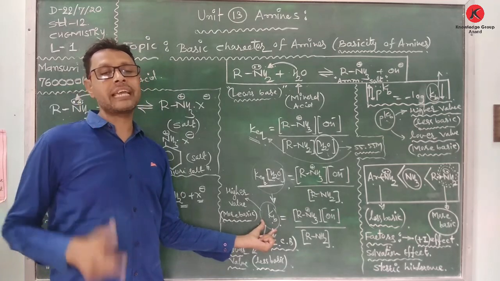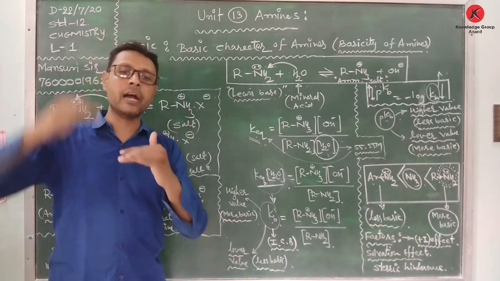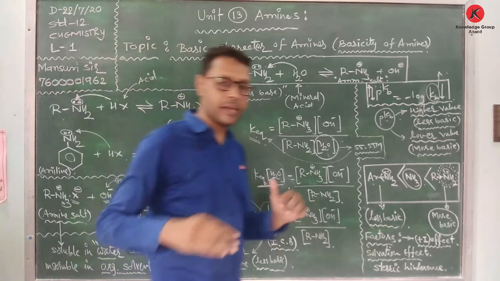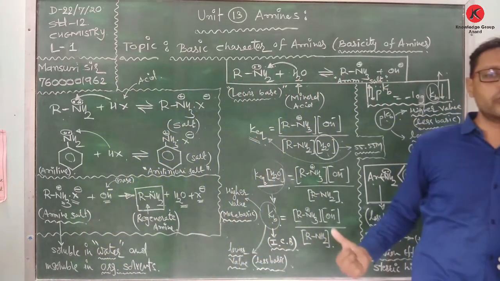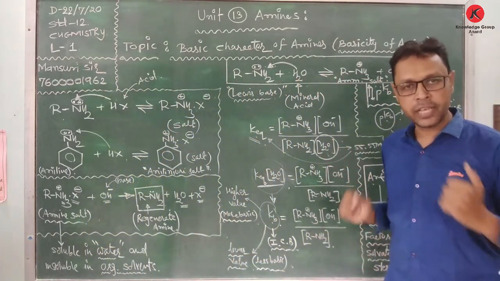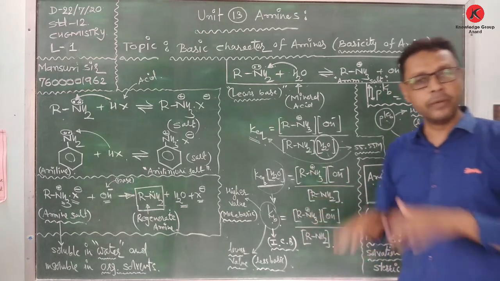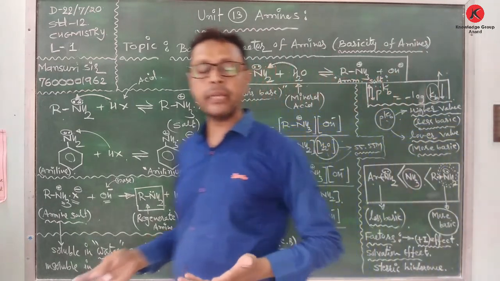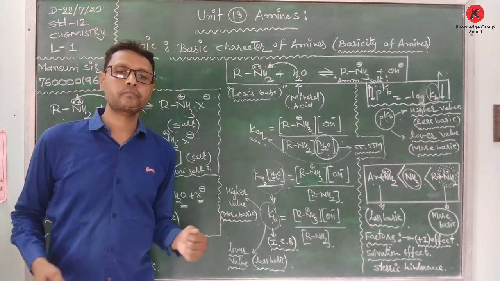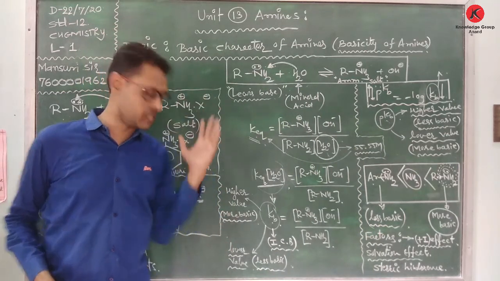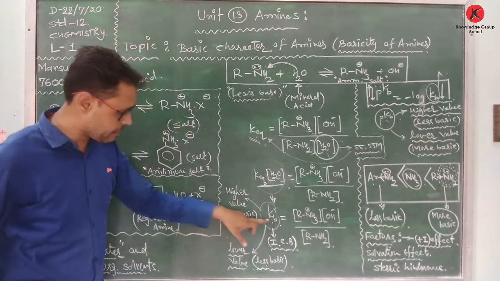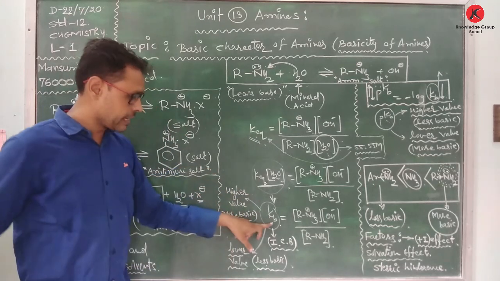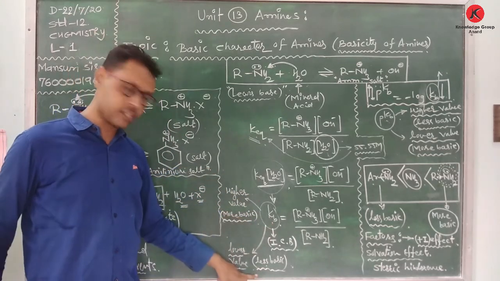If the value of Kb is higher, then the substance is known as more basic, and if the value of Kb is lower, then the substance is known as less basic. Okay, Kb value higher, then more basic. Kb lower, then less basic.